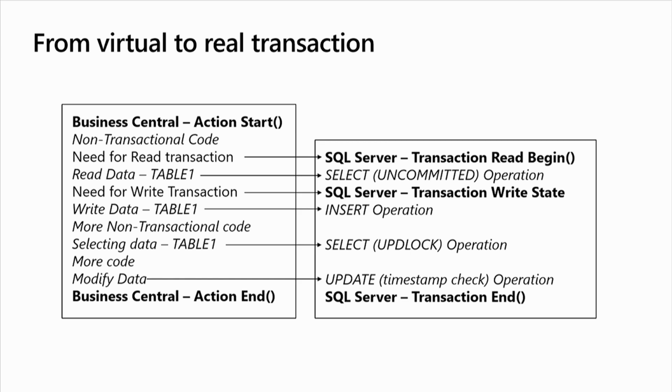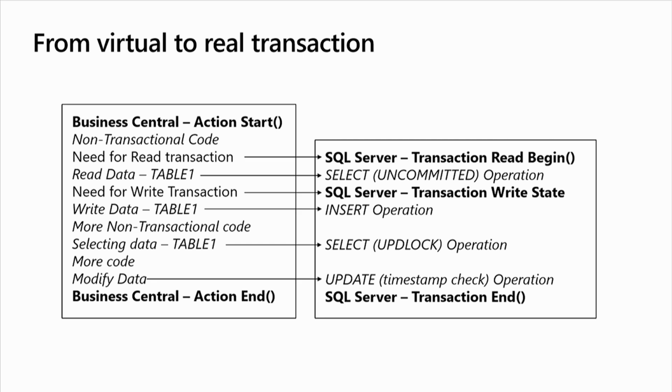So let's look at a little sample here. We enter a function inside AL. First, we run some non-transactional code. SQL doesn't know about us yet. We don't have any transaction started. But now we need to do a read from the database. So the first thing is that we call the database, and please give us a read transaction. And then we do the read afterwards. And we select uncommitted in the beginning, if we're only in the read state.